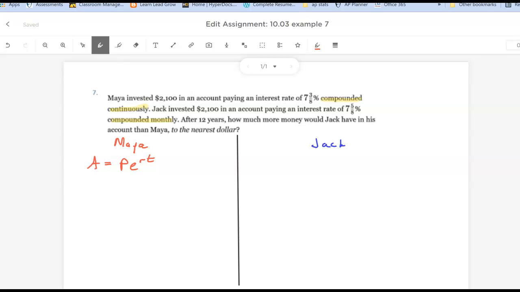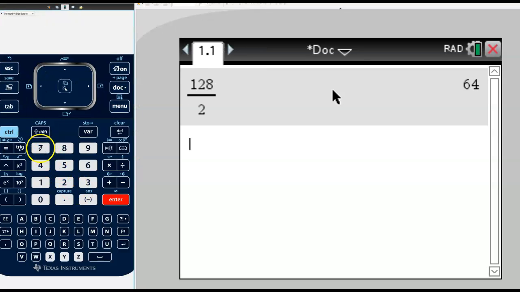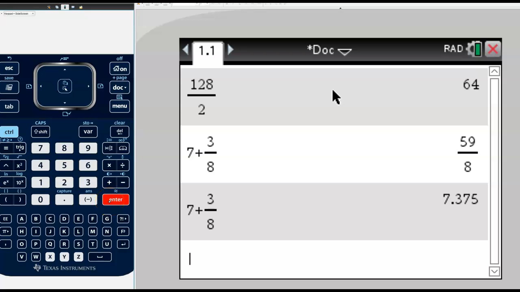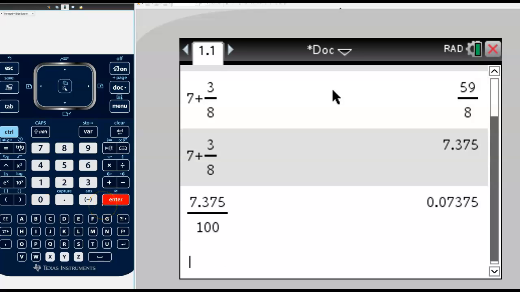We know that the principal that she's investing is $2,100. And the interest rate is 7 3/8%. So how do we work that? That would be written as 7 plus 3 divided by 8. We're going to hit Control Enter to convert it into a decimal. And then we have to divide that by 100, and we get 0.07375.